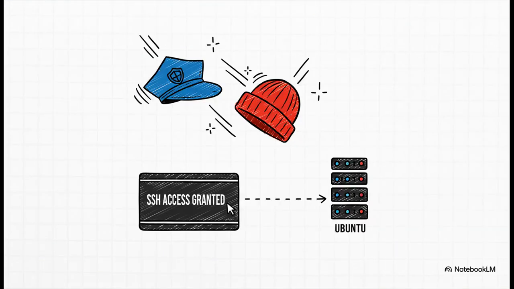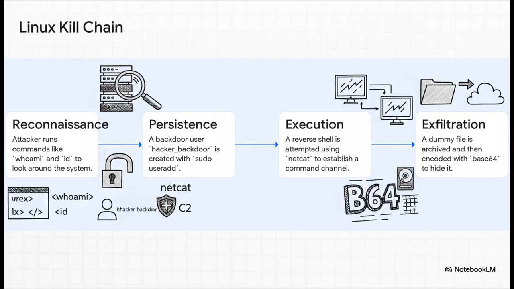All right, defenses are ready. Now for the really fun part. Let's switch hats. We are now the red team, the attacker. Let's pretend we just got initial access to this Ubuntu machine through SSH. And now, we're going to see what kind of trouble we can cause. Our attack is going to follow 4 clear stages.